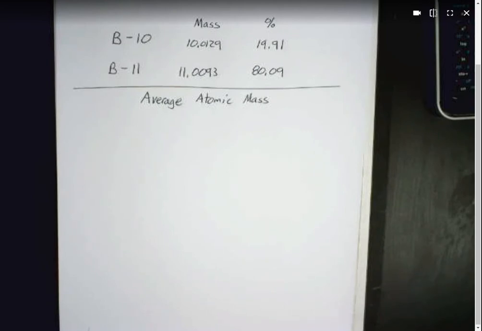And to calculate an average atomic mass, you need to know two things. You need to know how heavy each isotope is, and then you need to know its relative abundance, or percent abundance. And so we have those two pieces of information. Now, this calculation will work if you have two isotopes, or 3, or 5, or 7. You just kind of repeat the process.